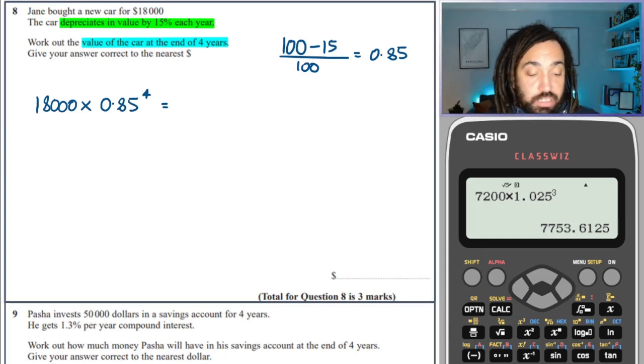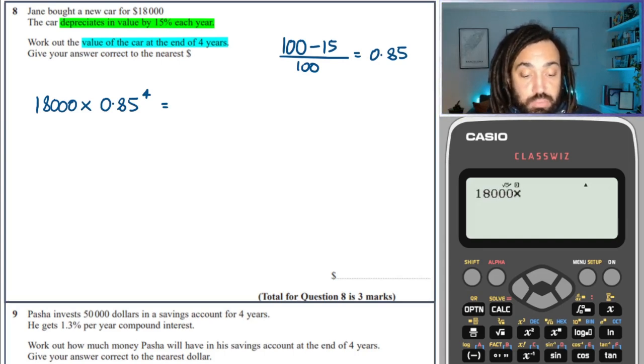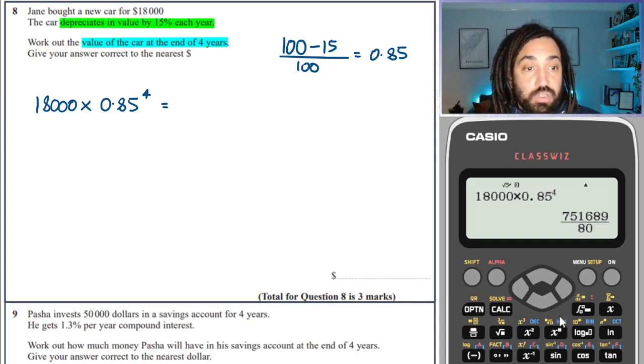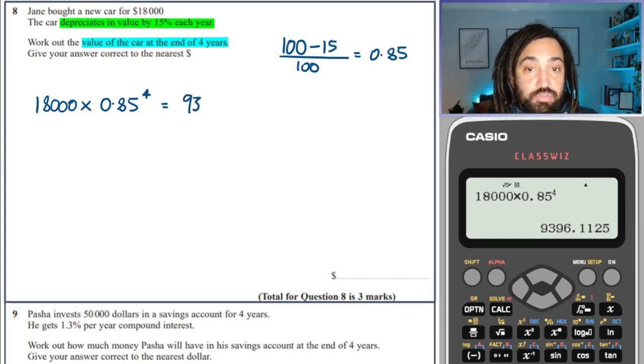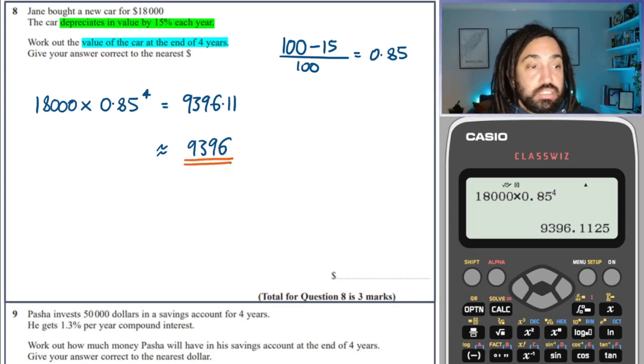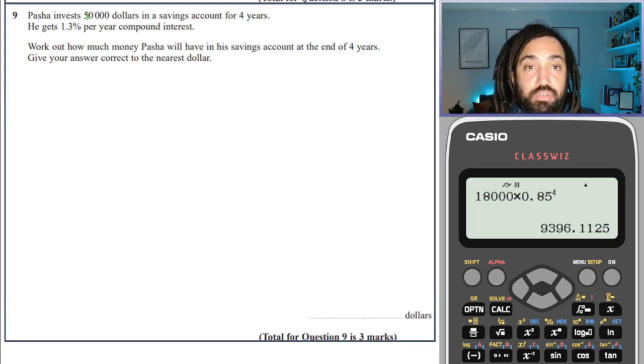So I just go to my calculator and I type in 18,000 multiplied by 0.85 to the power of 4, and there we have it. So that is 9396.11, which is approximately, to the nearest dollar, like they've asked for, 9396.